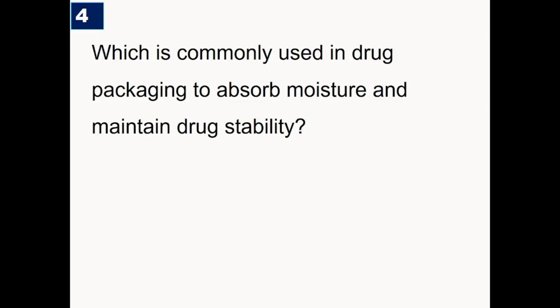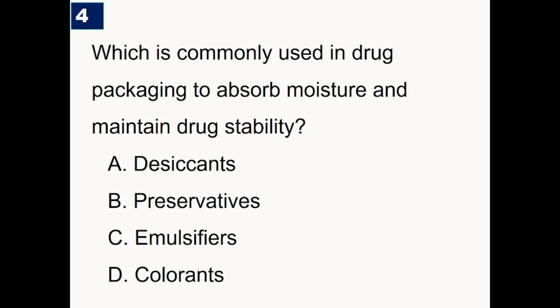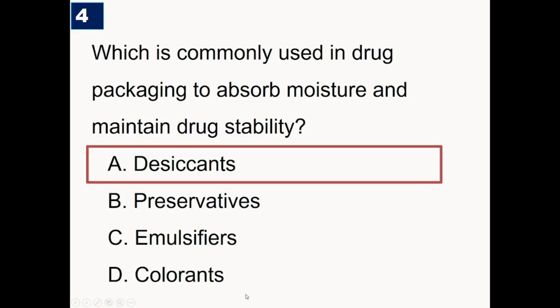Next questions are related to moisture sensitivity, or the moisture factor affecting drug stability. Which is commonly used in drug packaging to absorb moisture and maintain drug stability? A. Desiccants. B. Preservatives. C. Emulsifiers. D. Colors. The correct answer is desiccants. Desiccants are used in most packaging, especially for drug bottles. They help in absorbing moisture in those medications.